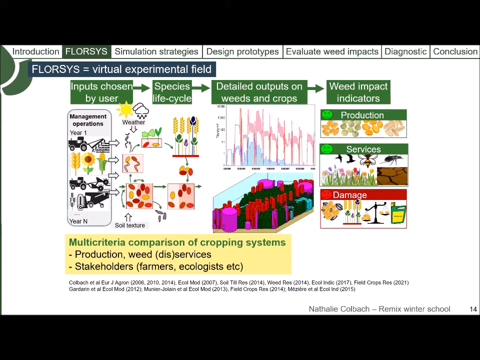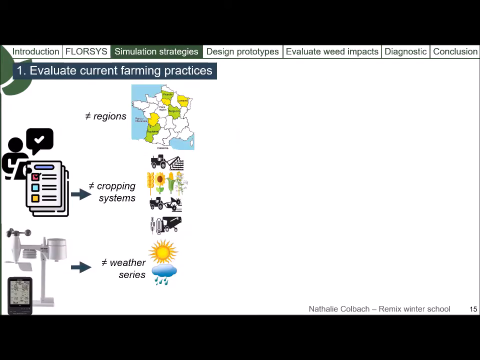FLORSYS can then be used in different ways to contribute to cropping system design. First of all, we can evaluate current farming practices. This means that we go out and perform surveys in different regions and also use records from weather stations. All this is then fed into FLORSYS, which simulates weed dynamics and crop production, as well as weed benefits and weed harmfulness for crop production.